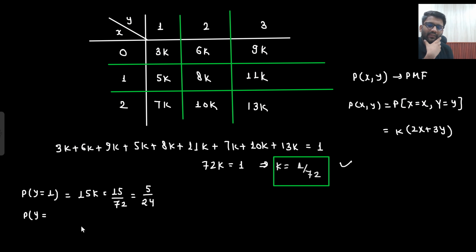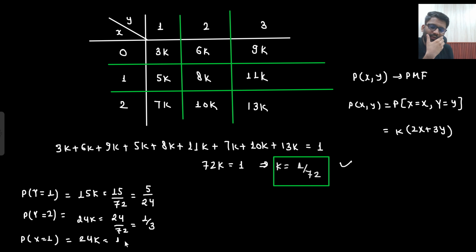So in the same manner you can find out everything, no? Y equals 2, what would that be? 24k, which is 1 by 3. Let's say I find it for x equals 1, and this would be capital X, not small x. X equals 1: 5k, 8k, 11k, 19, 24k. This is also coming out to be 24k. X equals 2 also you can find, what will be the answer? 30k. So 30 divided by 72. So these are the answers.